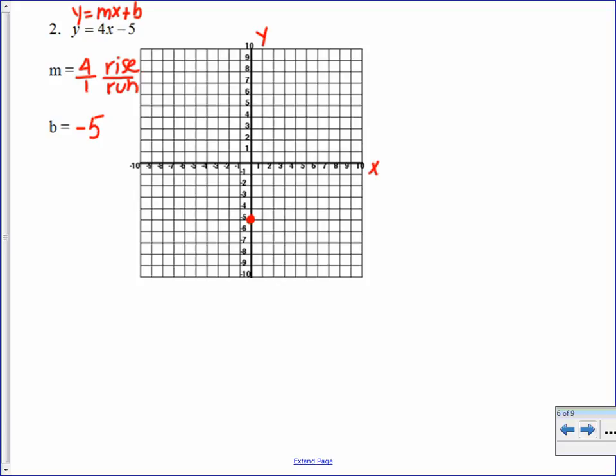My slope is telling me to go up 4 and over 1. Up 4 and over 1. Again, do your pattern backwards. Take your ruler, make a straight line, and label your equation. Y is equal to 4x minus 5. Nice and simple.